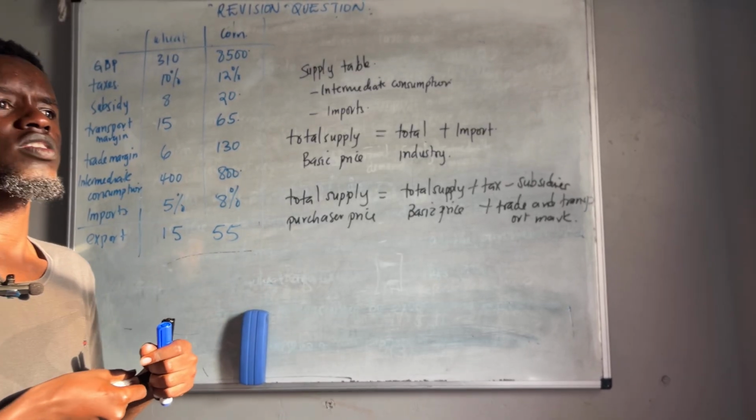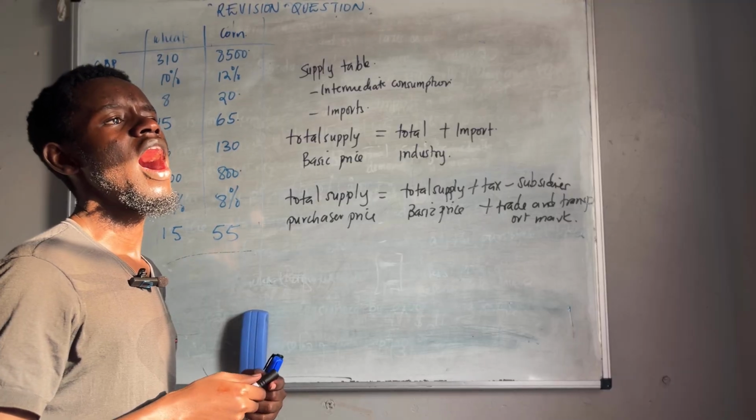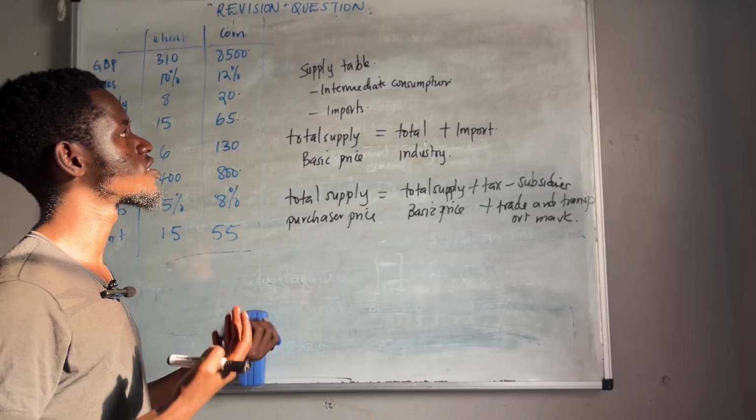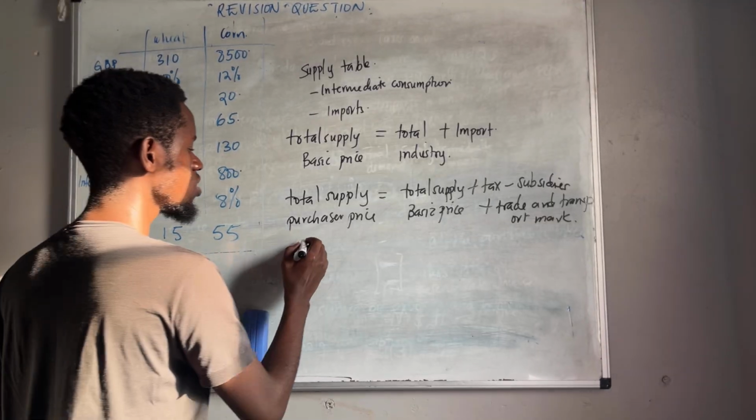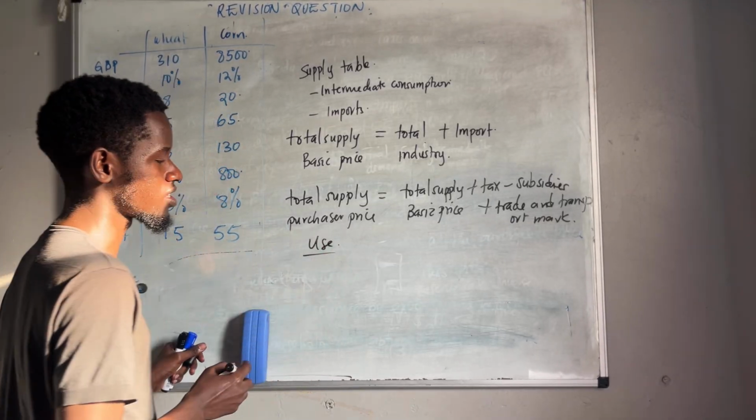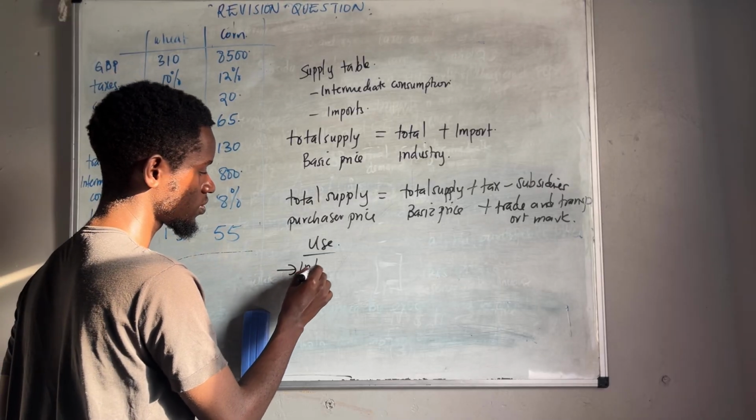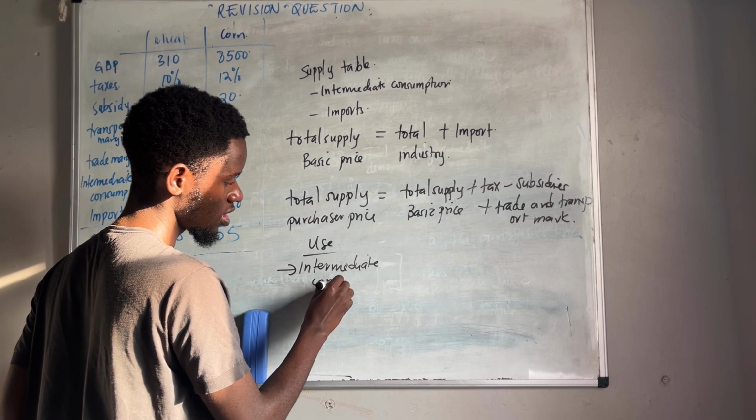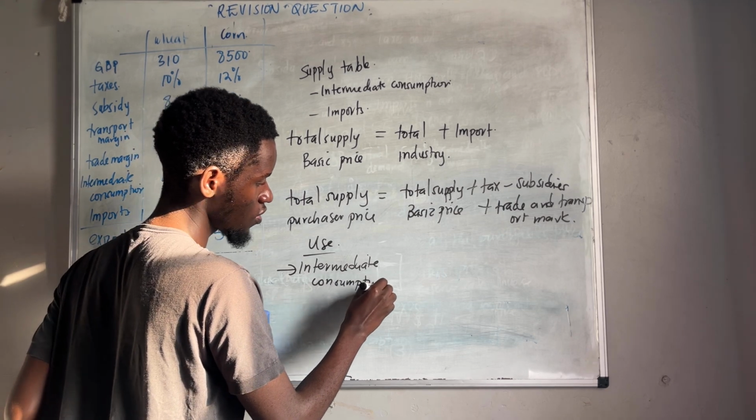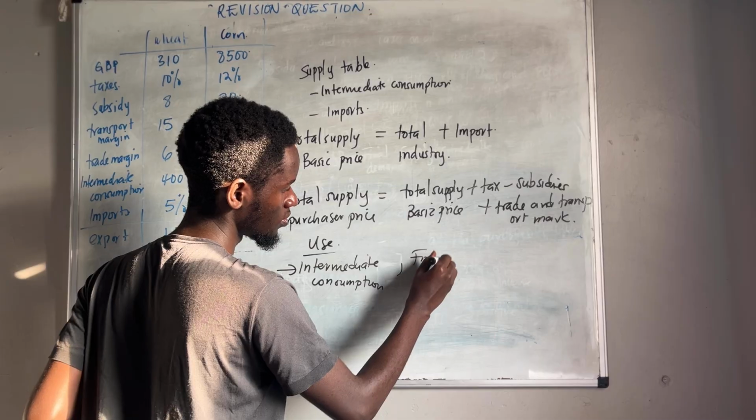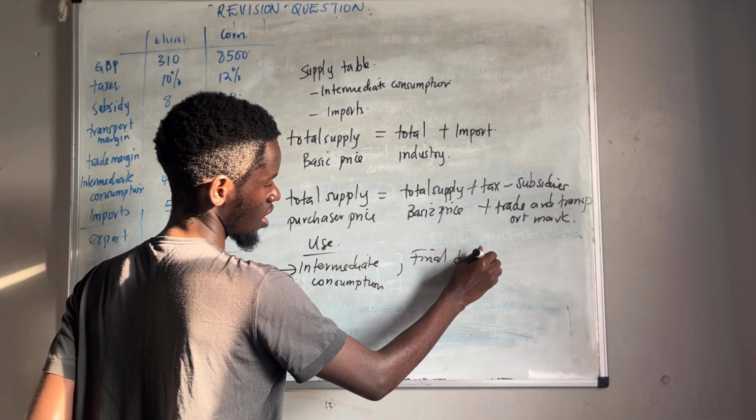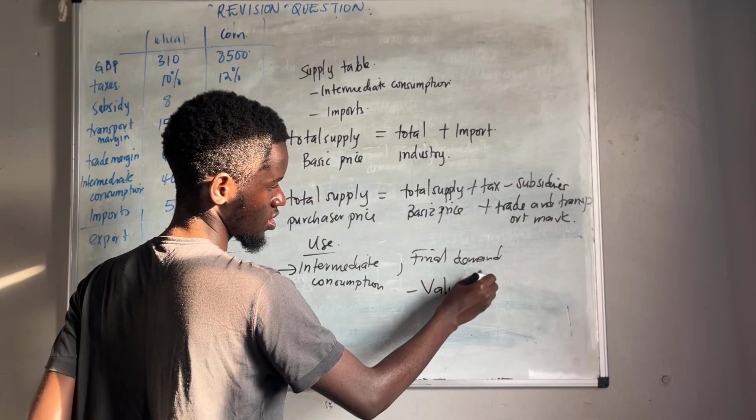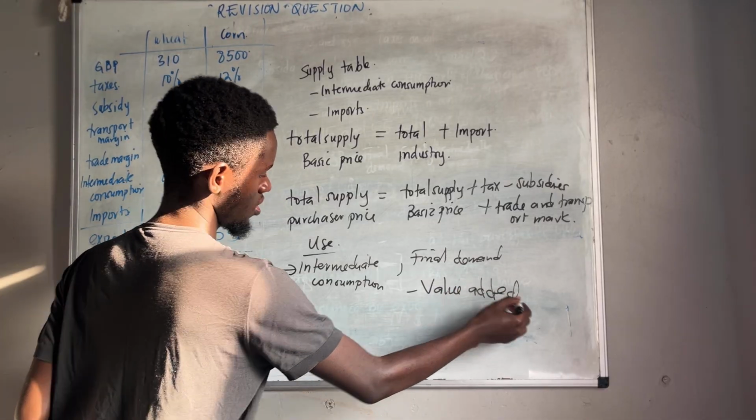Now the use table shows goods available in the market for use. That's generally the use table. The use table has three parts. It has intermediate consumption, it has final demand, and then it has value added. I think you remember GDP at value added. This is our use table.